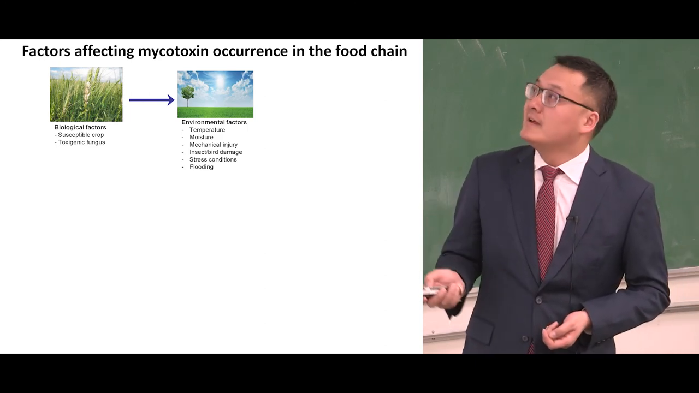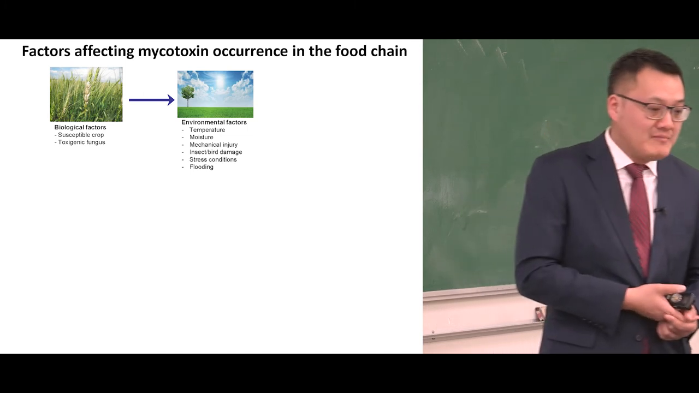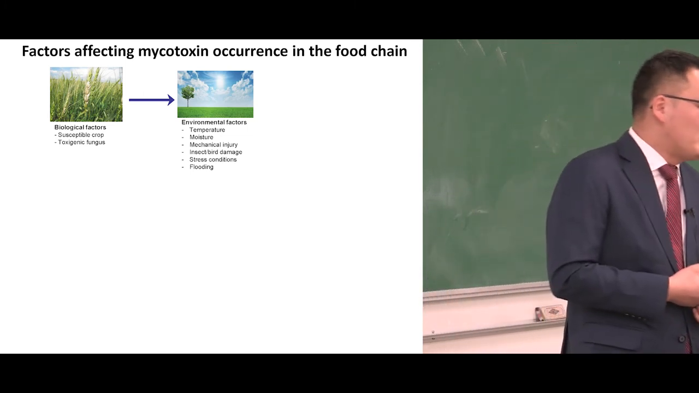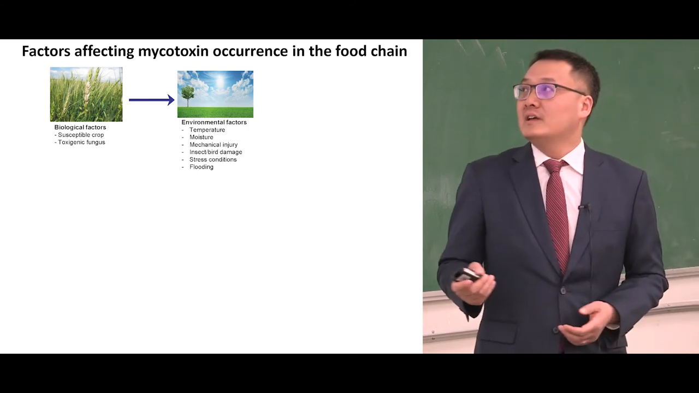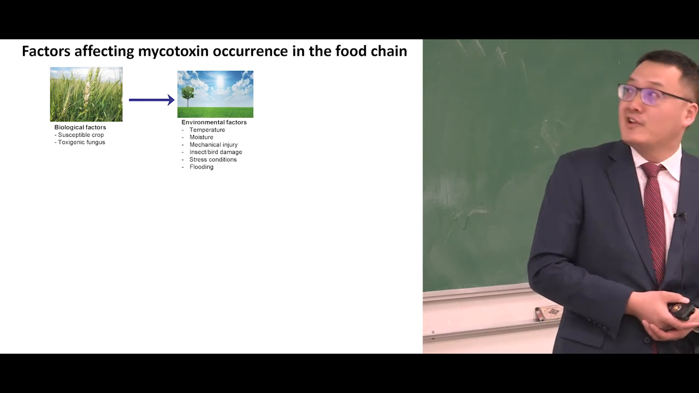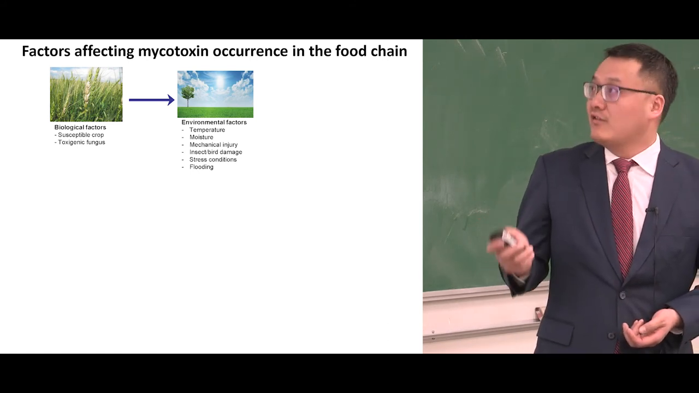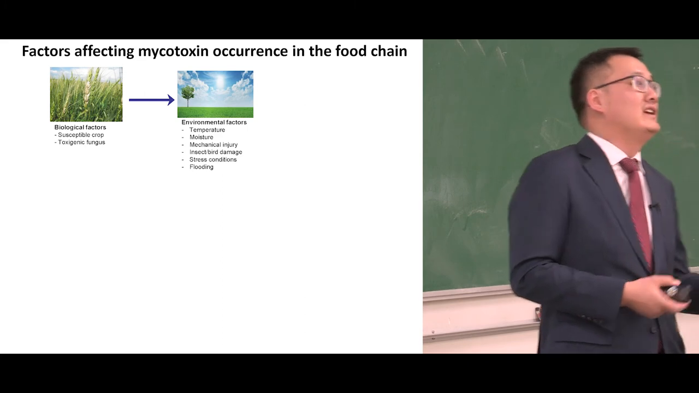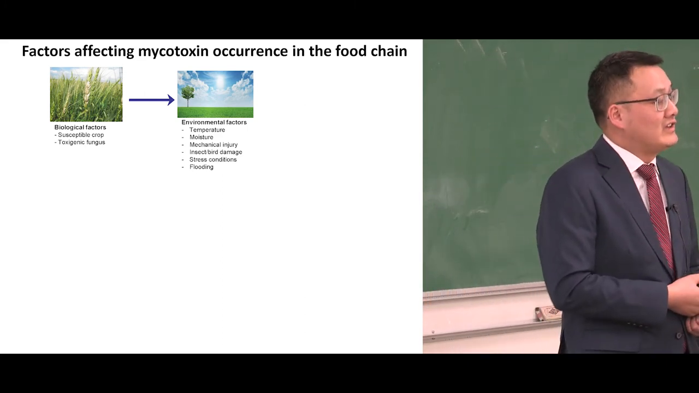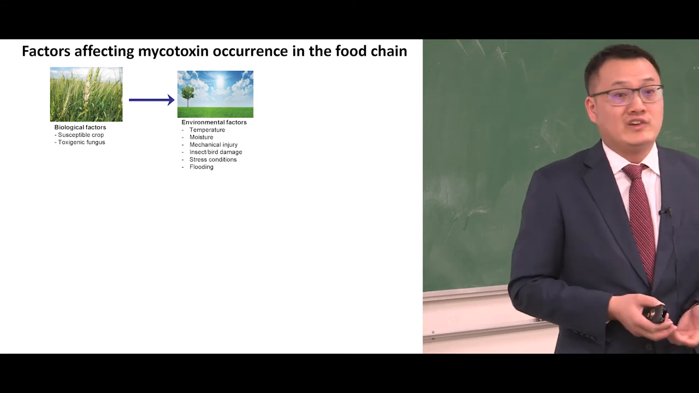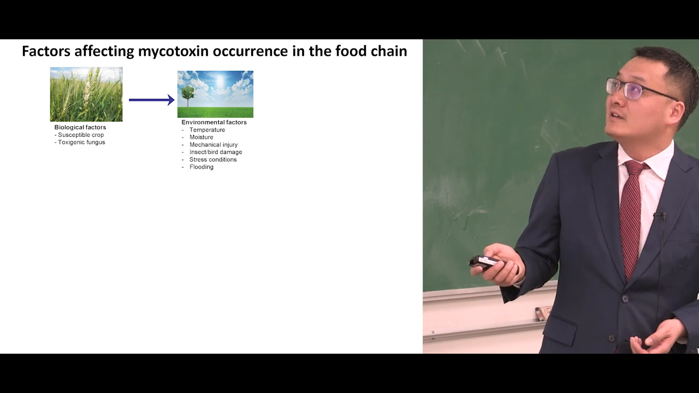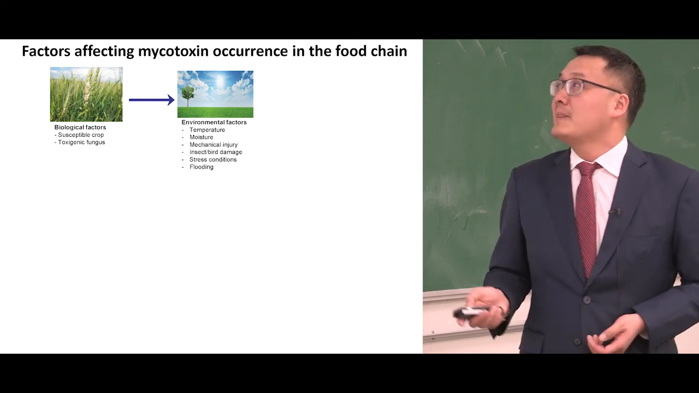And mechanical injury that damages the seed or grains can also make them easily contaminated with mycotoxin. And insect and bird damage, and also stress conditions, for example, extreme hot or extreme cold weather, can also facilitate mycotoxin contamination. And also flooding, which has happened in the US, may also cause some mycotoxin contamination in grain storage. So these are some factors affecting mycotoxin occurrence.